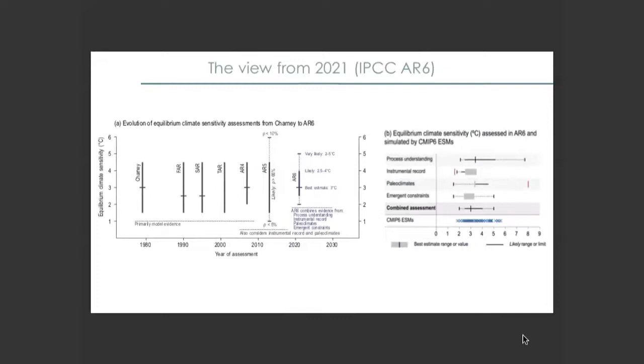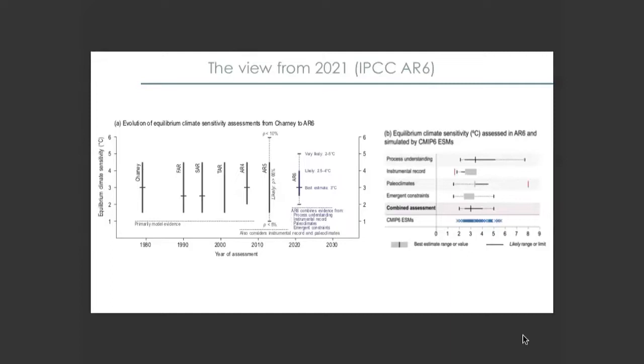And the major advance in terms of that change in range came from various sources. Number one, it came from combining different lines of evidence. So the Sherwood paper was pretty influential in our thinking there. We assessed way more than just models and paleoclimate and modern observations. We also looked at process understanding of cloud feedbacks. We looked at paleoclimate states in a more rigorous way. Emergent constraints played a big role here. All those things combined to narrow the range of climate sensitivity.